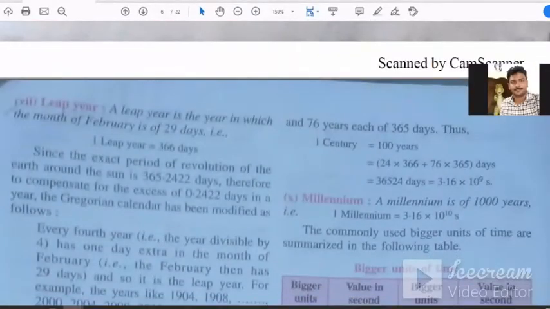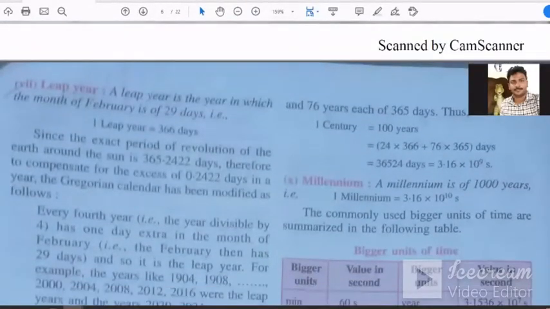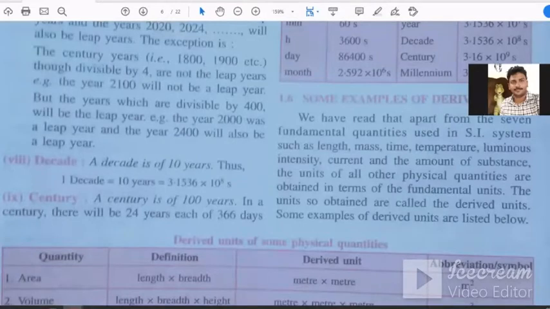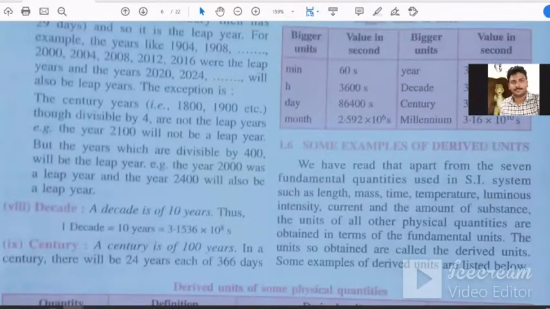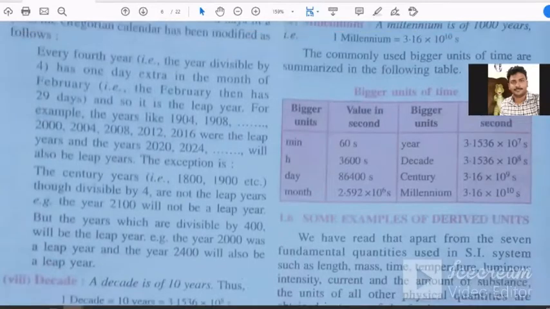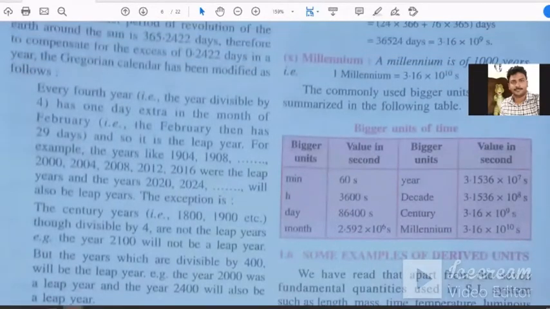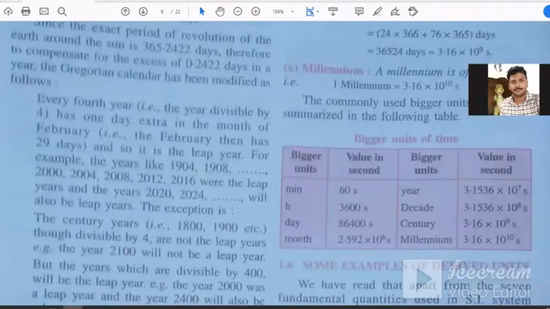There is a leap year. As we all know, a leap year means the year in which the month of February has 29 days, and one leap year is equal to 366 days. Now this is a good example: how can you calculate whether a year is a leap year or not. This is a very good concept, and it can be asked in an aptitude test. If you are appearing for IMO, they can ask in the exam to specify whether the year is a leap year or not.